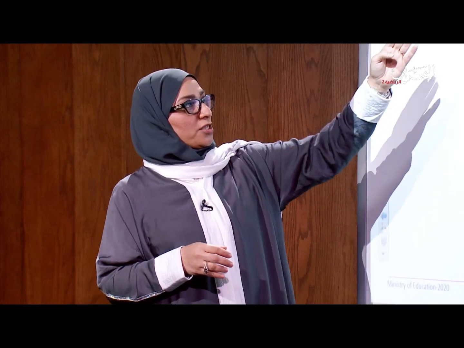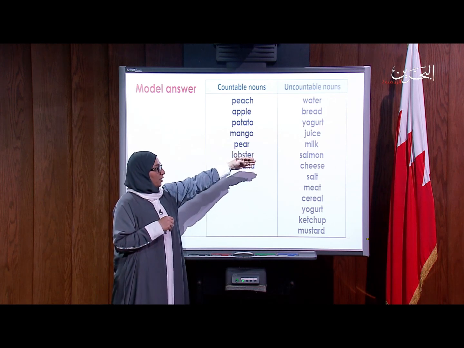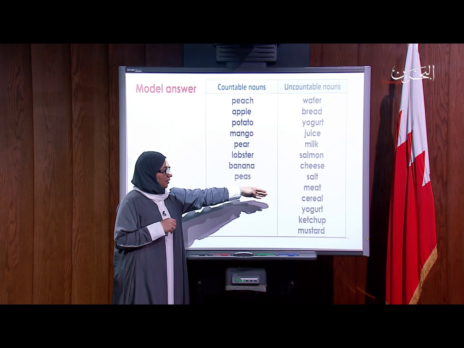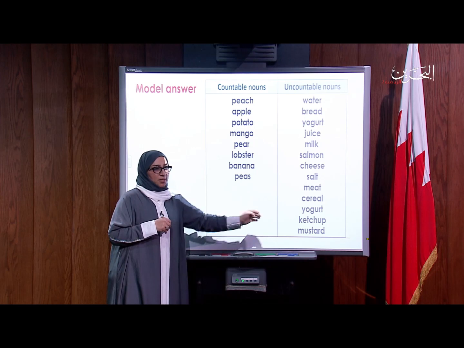Model answers. In the countable nouns group, we have peach, apple, potato, mango, pear, lobster, banana, peas. All these types of food we can count. Uncountable nouns: water, bread, yogurt, juice, milk, salmon, cheese, salt, meat, cereal, ketchup, and mustard.